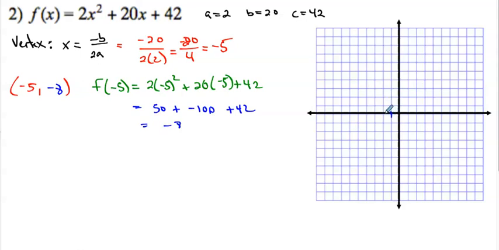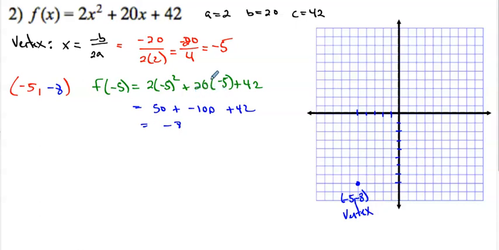So 1, 2, 3, 4, 5, negative 5, and 1, 2, 3, 4, 5, 6, 7, 8. There's my vertex of negative 5, negative 8. That's the bottom of my U there.